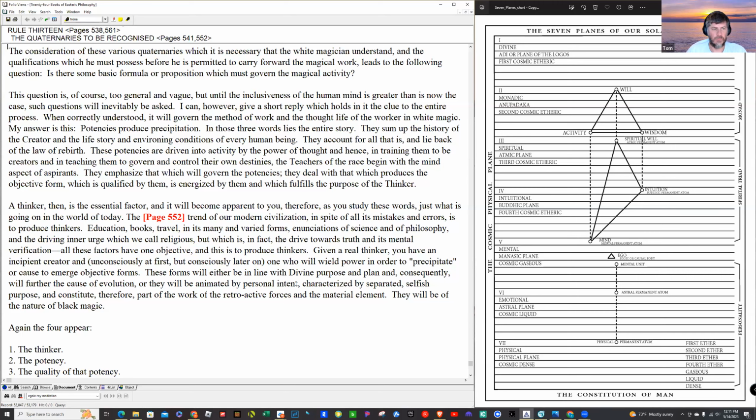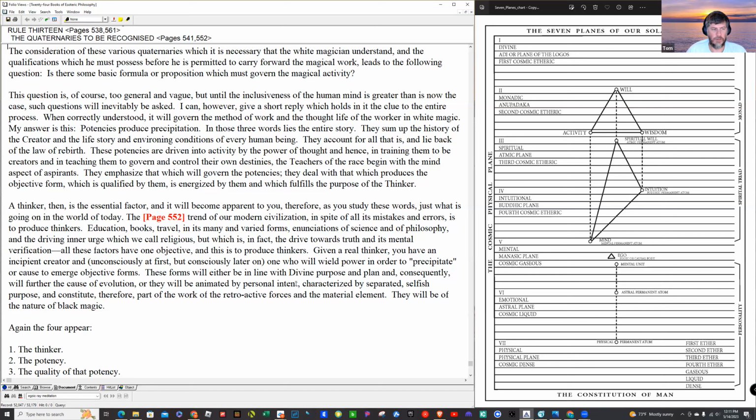My answer is this: potencies produce precipitation. In those three words lies the entire story. They sum up the history of the creator and the life story and environing conditions of every human being. They account for all that is and lie back of the law of rebirth. These potencies are driven into activity by the power of thought, and hence in training them to be creators and in teaching them to govern and control their own destinies, the teachers of the race begin with the mind aspect of aspirants. They emphasize that which will govern the potencies.